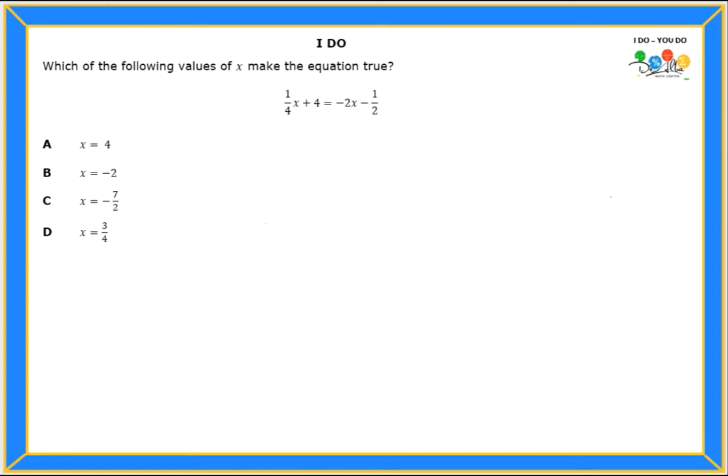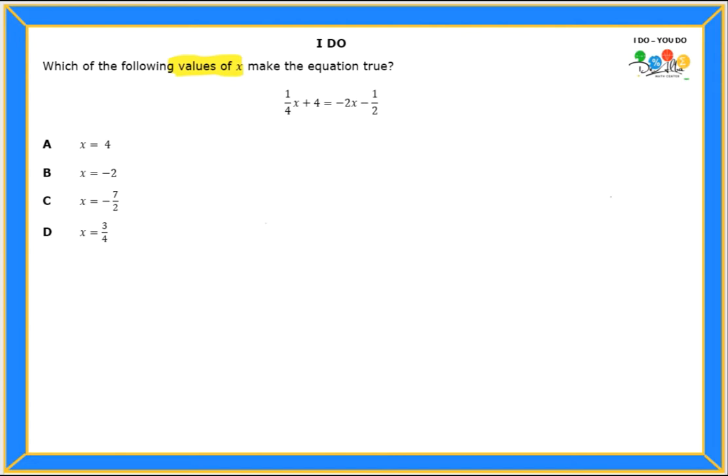And it says, which of the following values of x make the equation true? So I'm looking for a value for x, right? And of course, I want to make sure that whatever value I find, it makes my statement true, or my equation true, okay? So I have an equation and I've noticed that I've got variables on both sides.